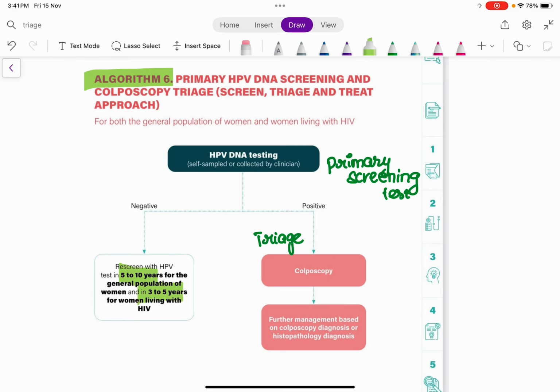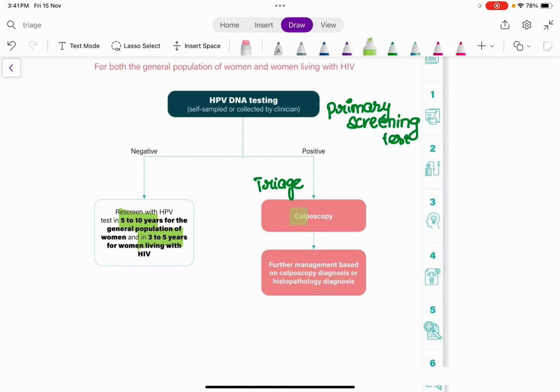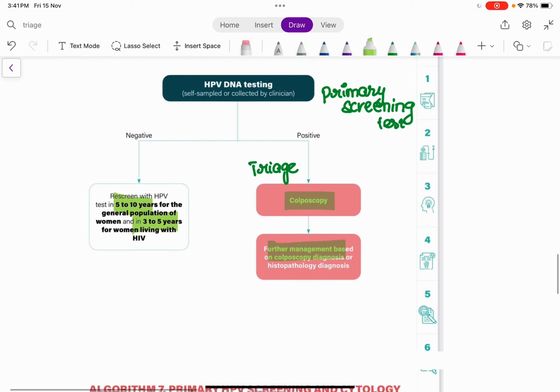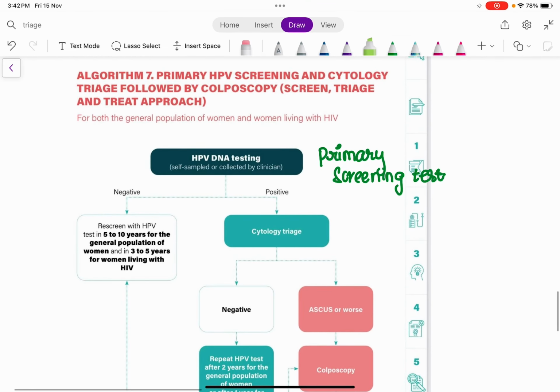If it comes out to be positive, follow it up with the TRIAGE test. In algorithm 4, we had the TRIAGE test as HPV genotyping. In algorithm 5, we had the TRIAGE test as visual inspection with acetic acid. In algorithm 6, we have the TRIAGE test as colposcopy. Right, colposcopy. So based on the report of colposcopy, that is the histopathological diagnosis, you will further decide upon the treatment options. Right, so this is all about algorithm 6.